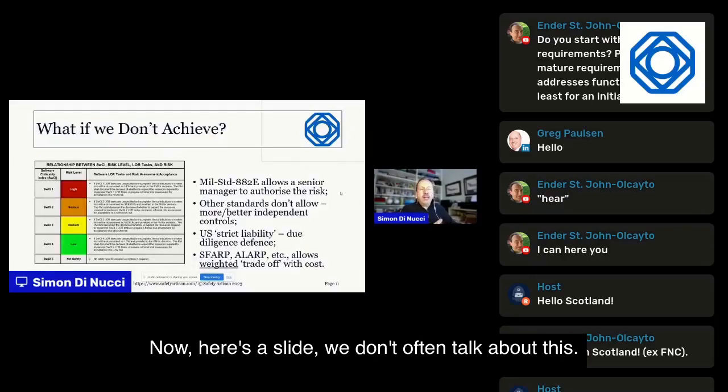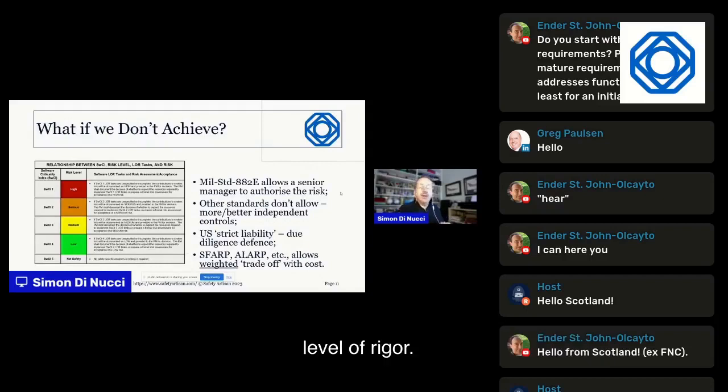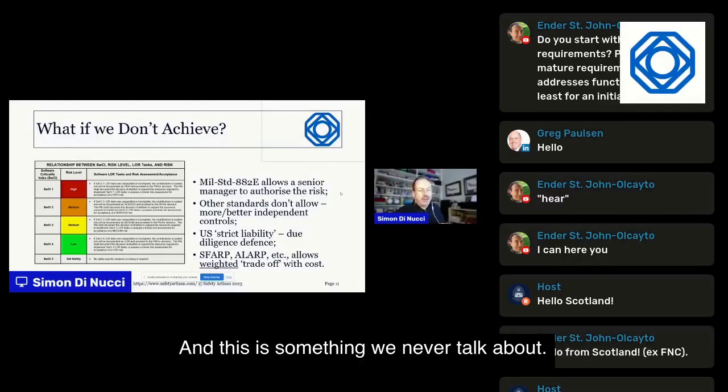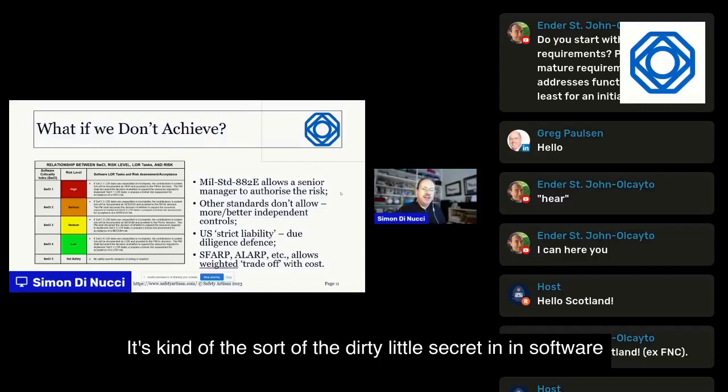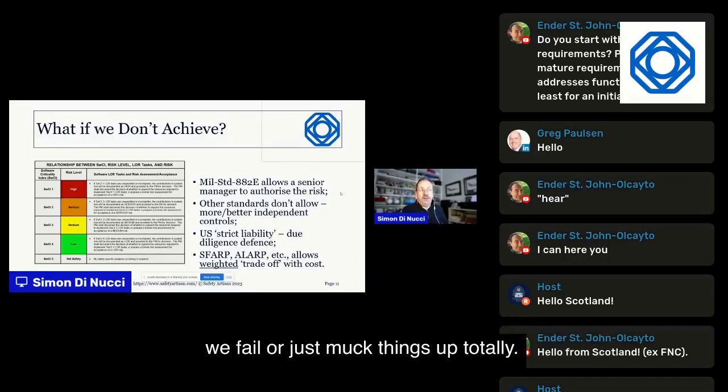Now, here's a slide we don't often talk about. What happens if we can't or don't achieve the required level of rigor? This is something we never talk about. It's the dirty little secret in software safety engineering, because nobody wants to admit that we fail or just muck things up totally, which does happen.